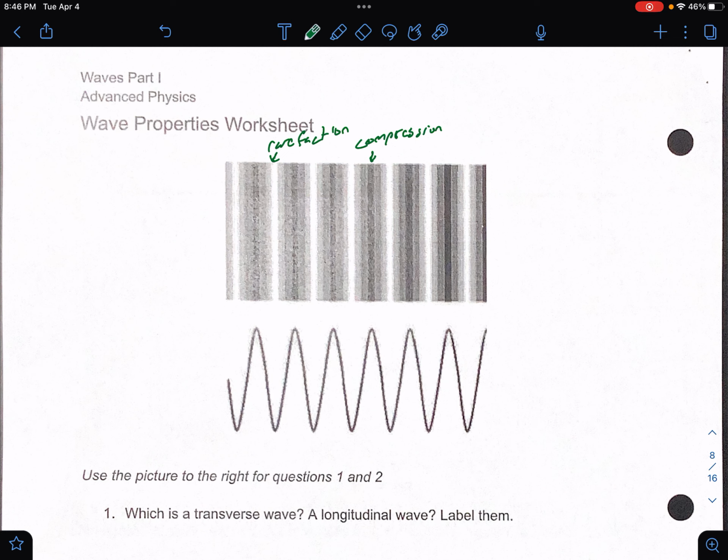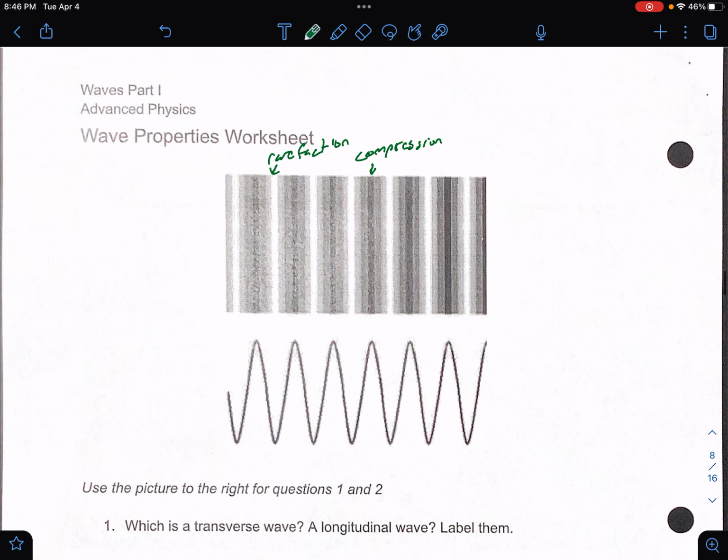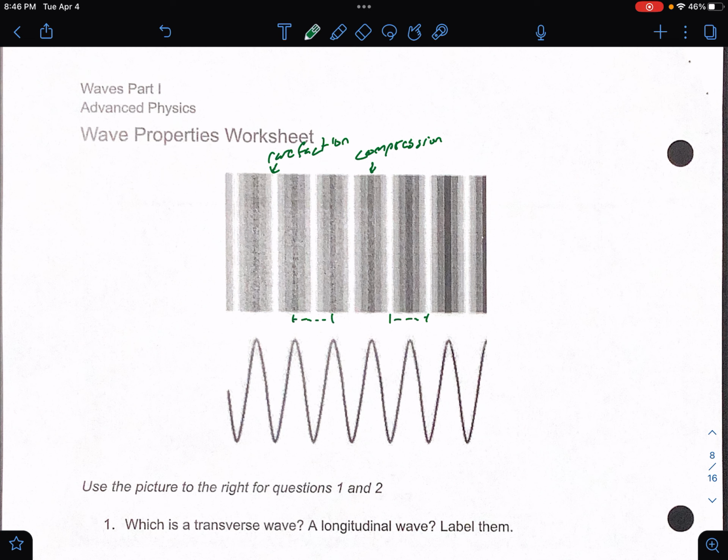And a full wavelength is basically as long as you start and end in the same spot. So if I go from a rarefaction to a rarefaction, or from a compression to a compression, those would both be considered wavelengths. So this would be longitudinal.